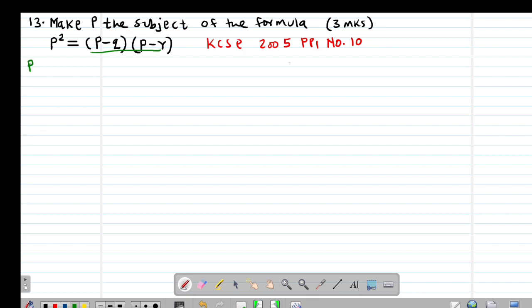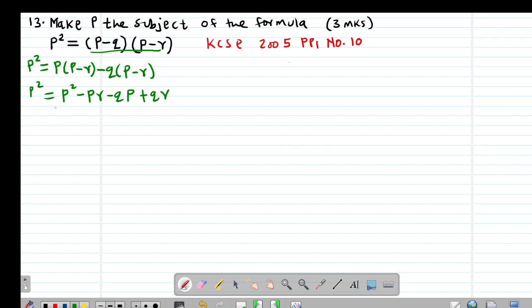So this will be P squared being equal to, if I expand, I'll get P into P minus R, then of course minus Q into P minus R. So this will give me P squared being equal to P squared. Then P times negative R, I'll get negative PR. Then negative Q times P, I'll get negative QP. Then negative Q times negative R, I'll get a positive QR.